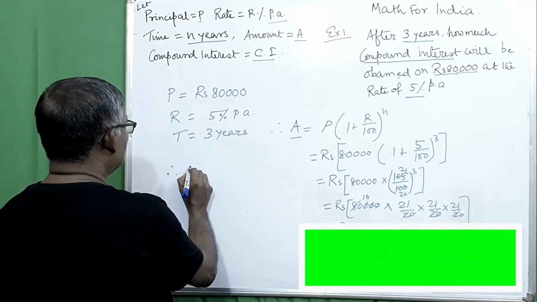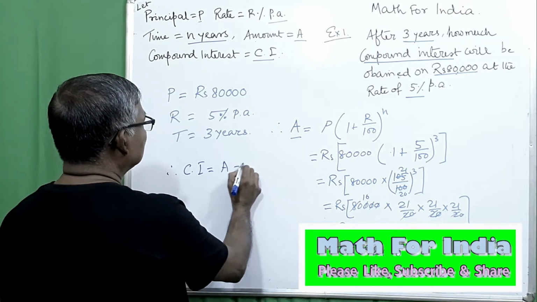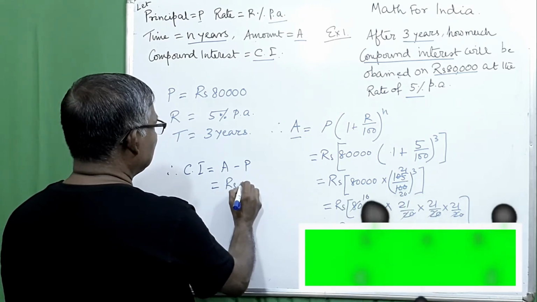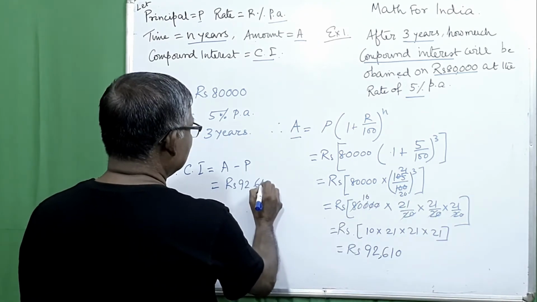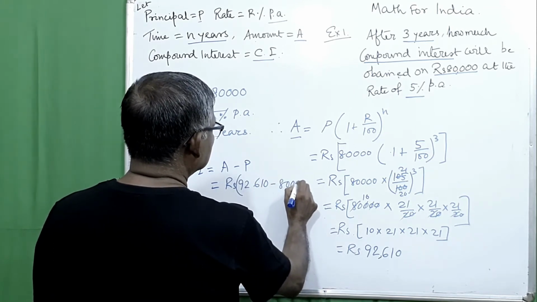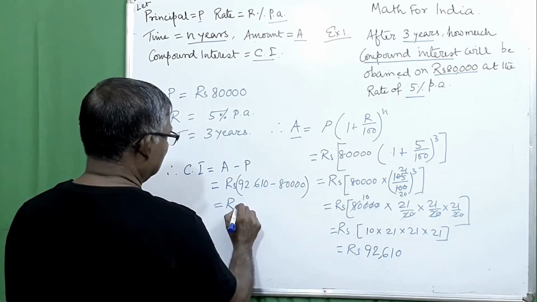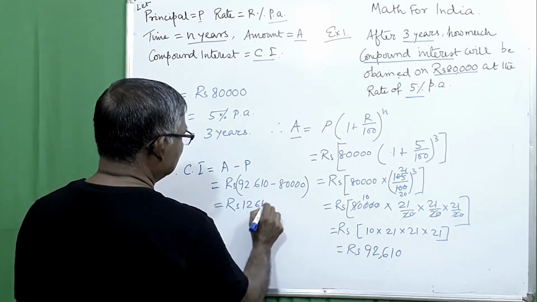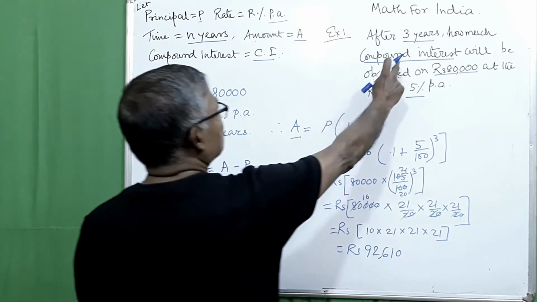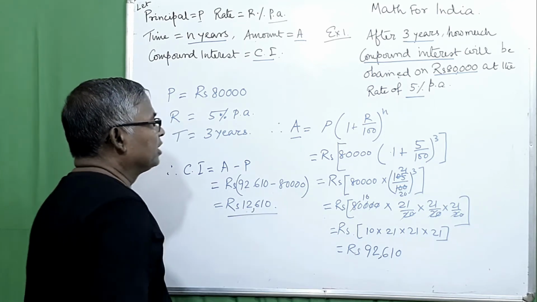Therefore, the compound interest equals A minus P, that is rupees 92,610 minus rupees 80,000, that is rupees 12,610. So compound interest obtained is rupees 12,610.